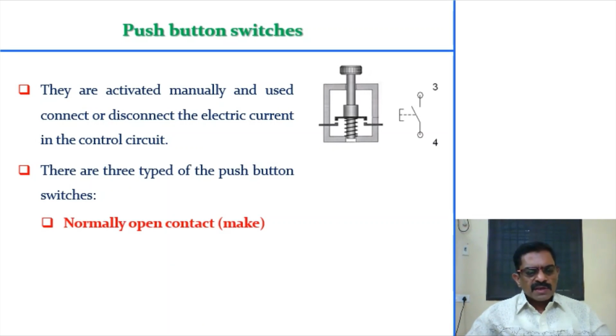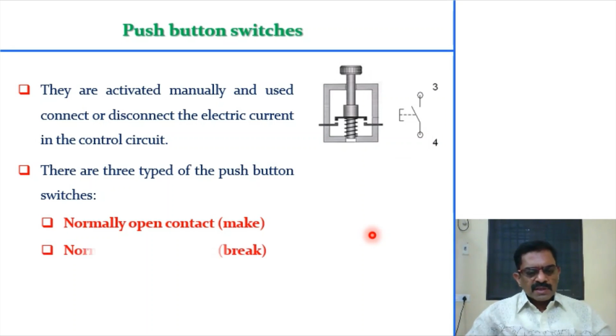The first one is the normally open contact. You can see there is a gap between these two terminals. If you push it, it will come into contact. This contact will be closed, and this spring will retain its position once you release this plunger. If you release the plunger, the spring will return to its original position. This is the electro-pneumatic symbol.